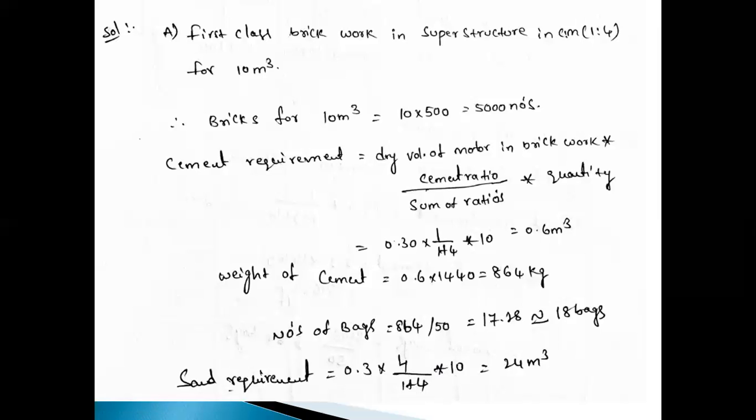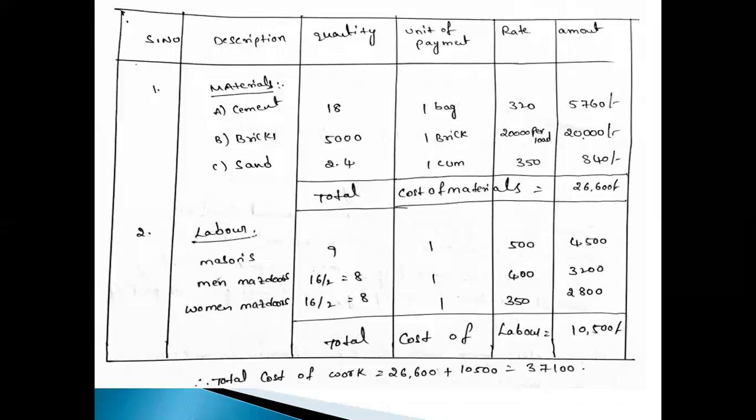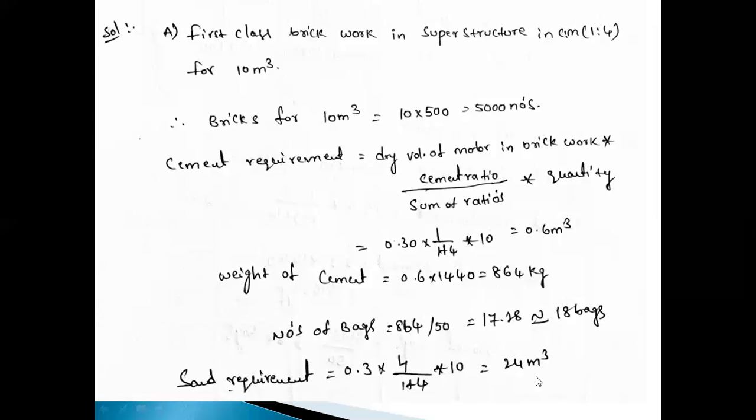So here we found the brick requirement, cement requirement and sand requirement. Then we calculate these rates. Draw the table with serial number, description, quantity, unit of payment, rate, and amount. First one, serial number, materials. We find the cement requirement, brick requirement, sand requirement. Here, how many bags is the quantity? 18 bags.